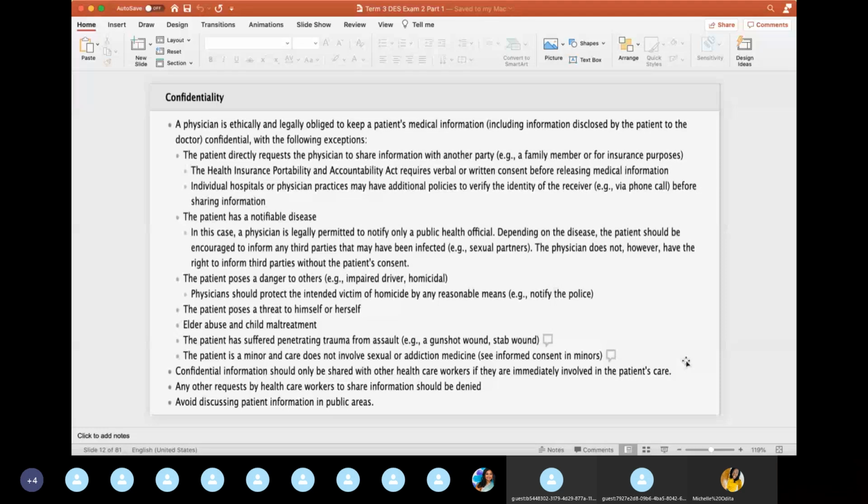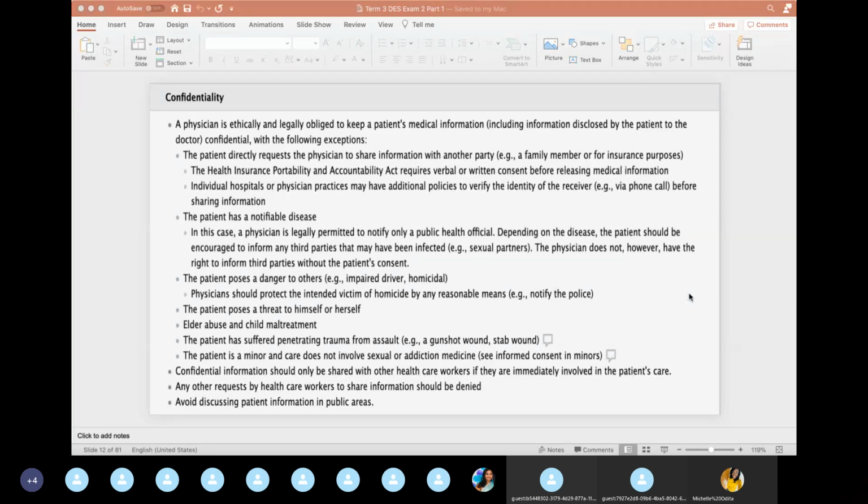Now, confidentiality. Of course, all information is confidential. However, they're going to test you on exceptions. What are the exceptions? First, the patient requests the physician to share the information with another party, for example, a family member or for insurance purposes. Second, the patient has a notifiable disease. We're going to talk about notifiable diseases on the next slide.